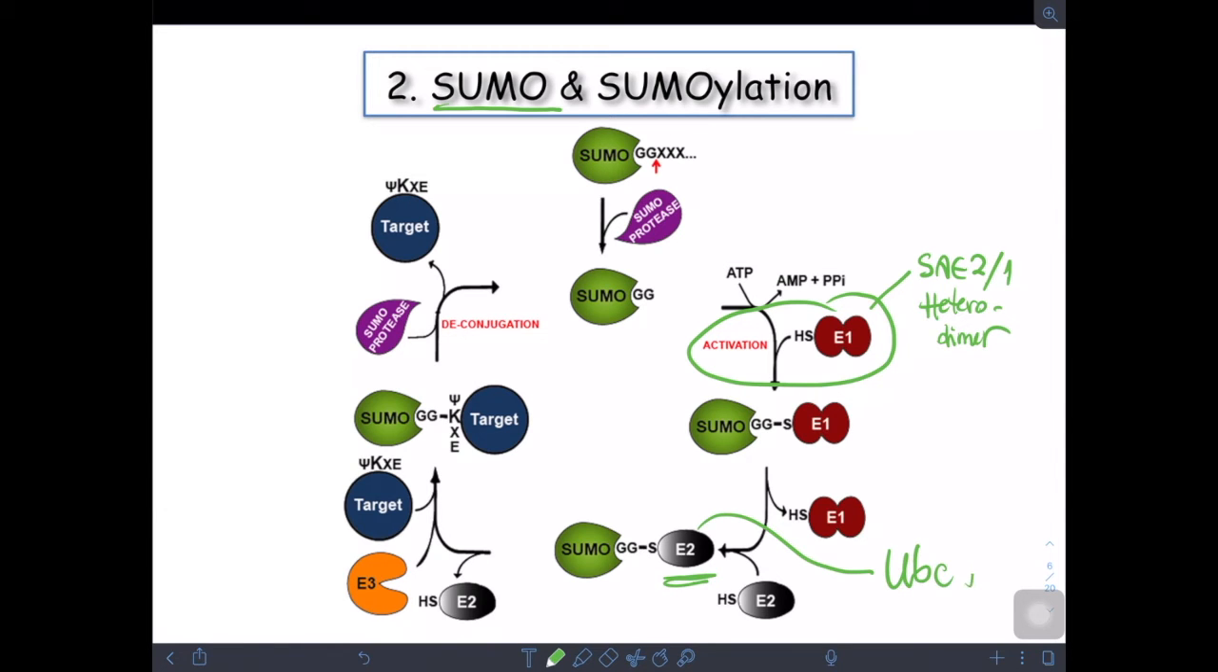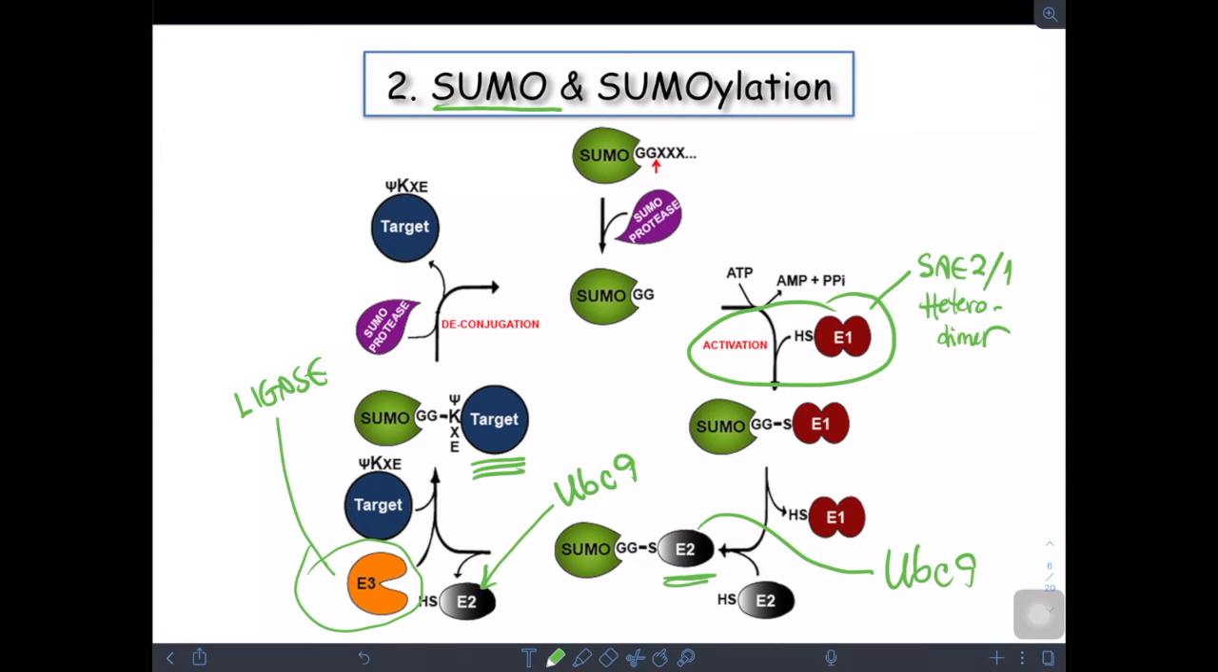And the last stage is the ligase, which for SUMOylation acts in combination with the E2 activity. So E3 enzymes or SUMO ligases can also confer specificity to the UBC9 conjugating enzyme, therefore facilitating the conjugation of SUMO to a very specific range of substrates.